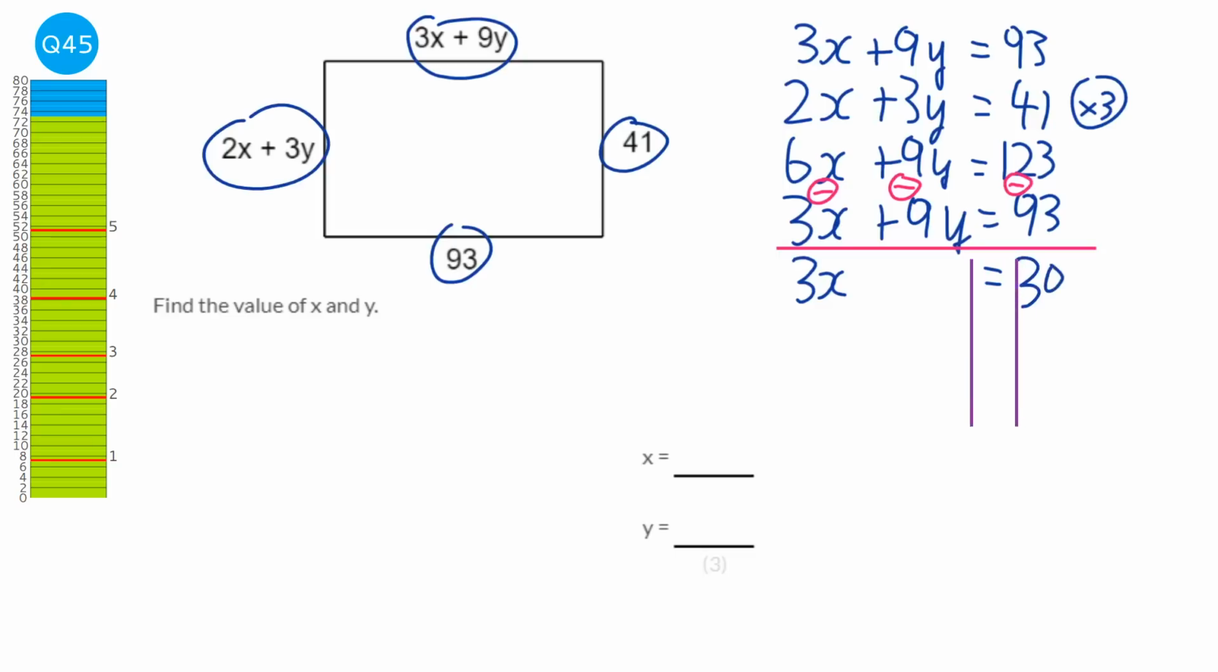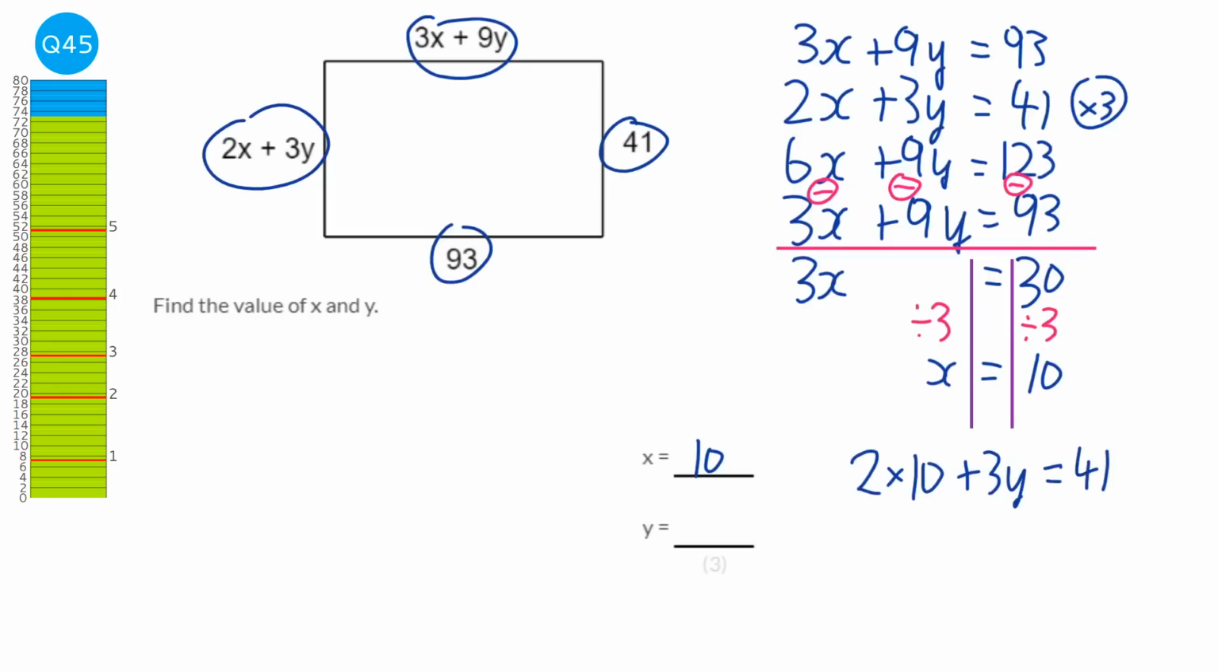We're going to get our solving lines in, and we're just going to divide by 3 both sides. So we've got x equals 10. So we know what x is, but we need to find out what y is. So I'm just going to pick one of the equations. I can pick the 2x plus 3y equals 41, and just substitute the value of x in. So 2 times 10, plus 3y equals 41. So it would be 20 plus 3y equals 41.